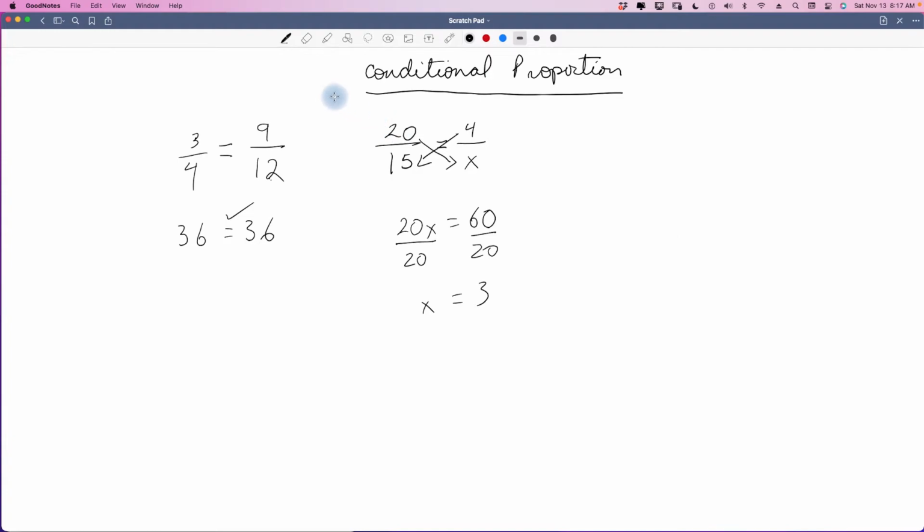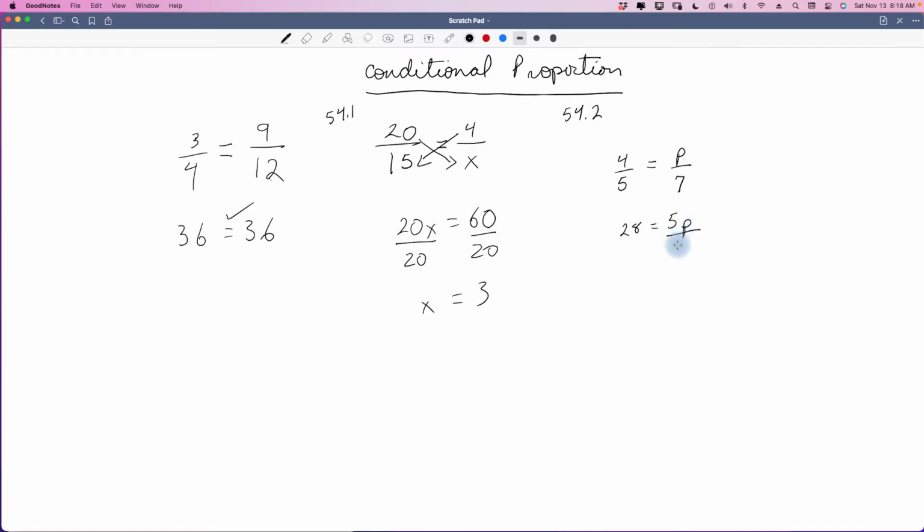So that was 54.1. Let's do 54.2. We have a conditional proportion here. 4 over 5 equals p over 7. We're going to solve for p. So again, we begin: 4 times 7, that's 28, equals 5 times p, or p times 5, that's 5p. Okay, so we have our variable on this side now. That's okay. It's completely fine.